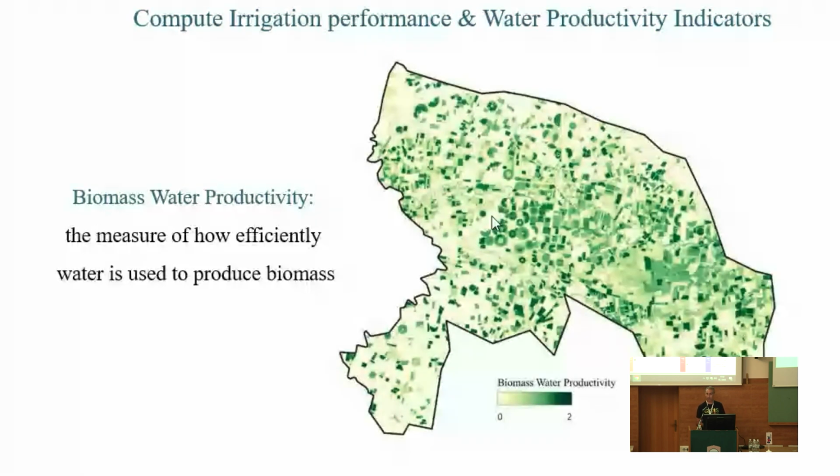Then there are some more water productivity related indicators like the biomass water productivity. That is how much of the water ends up in producing the biomass. And also there you see that the irrigated fields and the pivots score higher than, of course, the bare areas that are not irrigated around it.